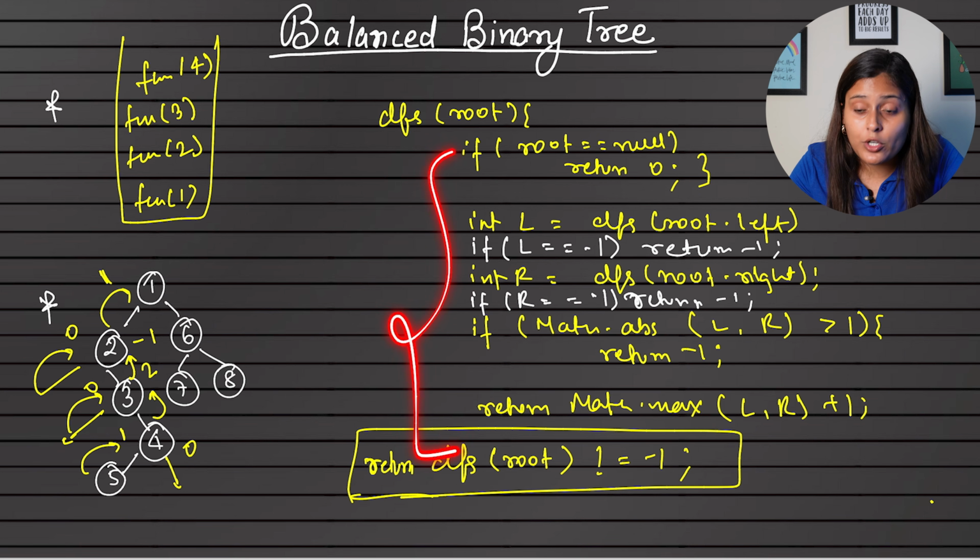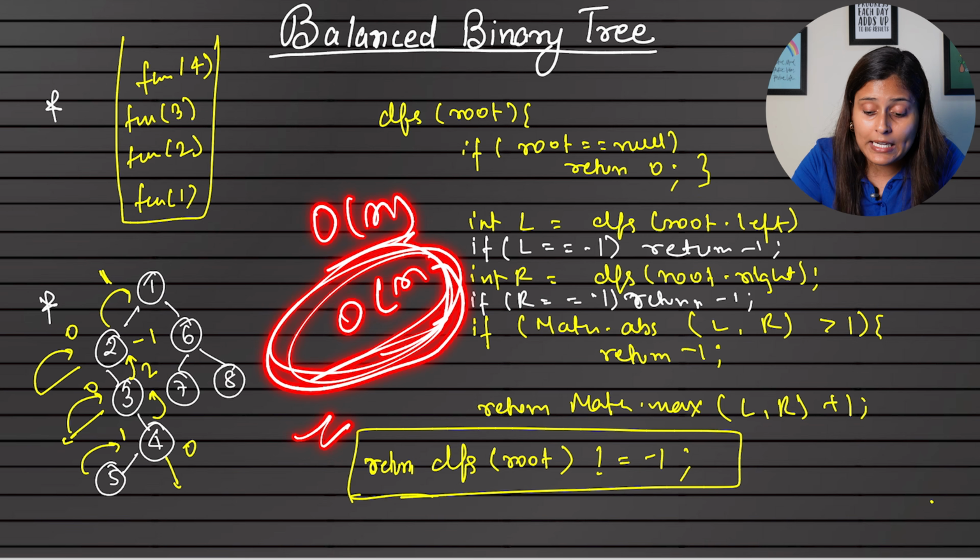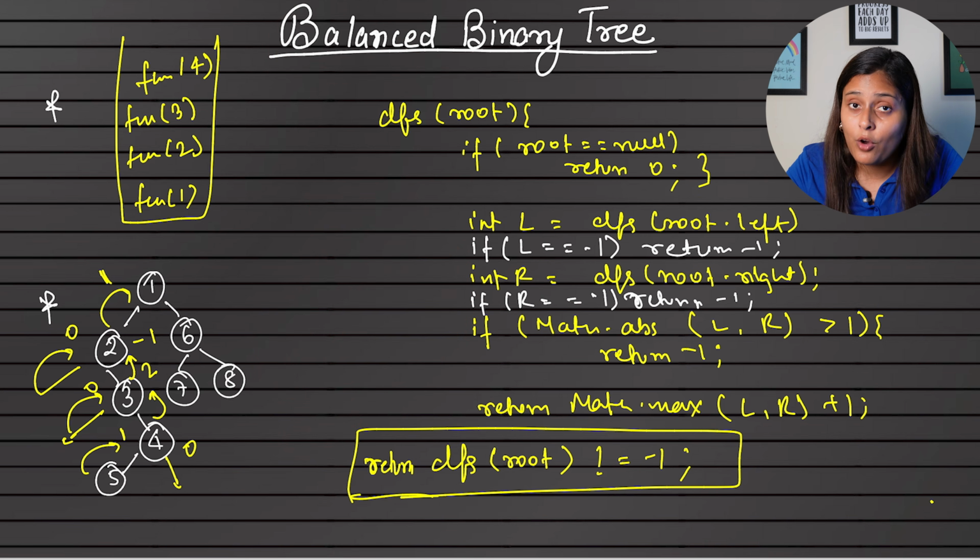So this is the actual code. Time complexity O of n, space complexity O of n. Why O of n, not logarithmic of n? Because it does not mention that every tree will be balanced. What if it is a skewed tree? Then it will be O of n.